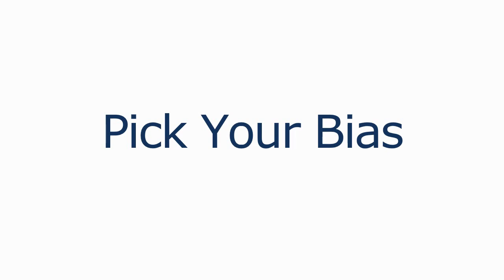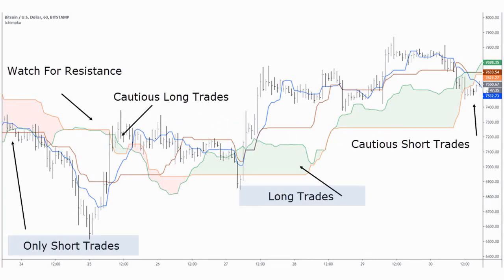The color confirms that bias. So this is a day trading chart of Bitcoin, just using the standard settings as I mentioned. And at any time, you can glance at this chart and know exactly what strategy to implement and the direction to trade. And I'm a huge fan of making things as objective as possible.